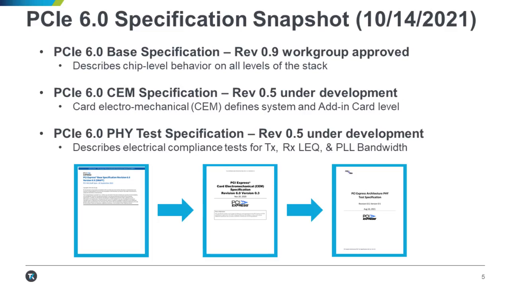So we have got the Rev 0.9 workgroup approval, right? And that level of maturity represents a point where we don't expect a lot of or really any big technical changes to come, right? So it is a very mature spec, and as a reminder, the base spec is the chip level document, right? So it describes on all levels of the stack how that chip will behave.